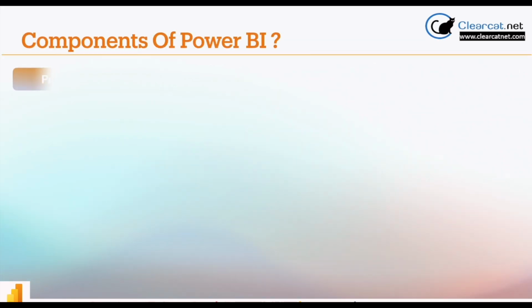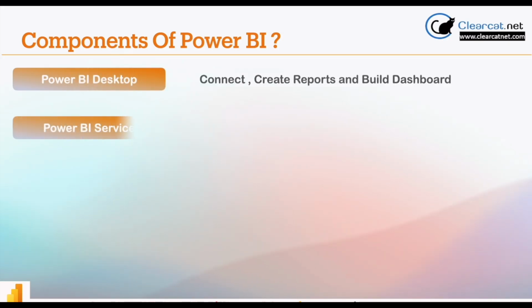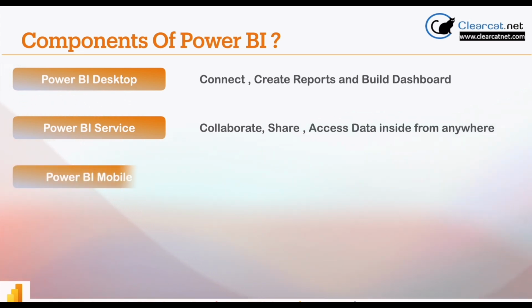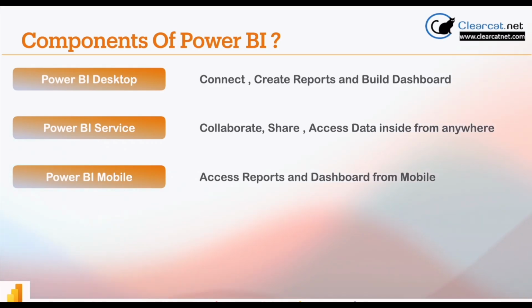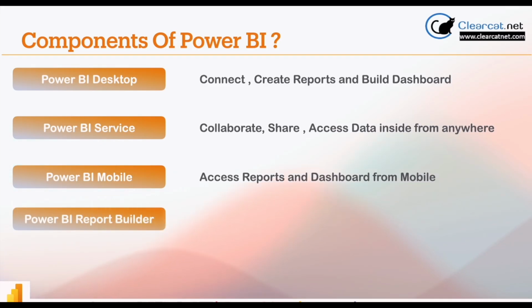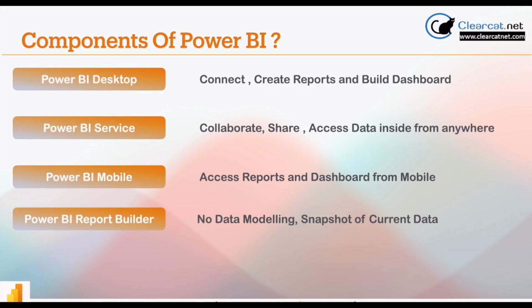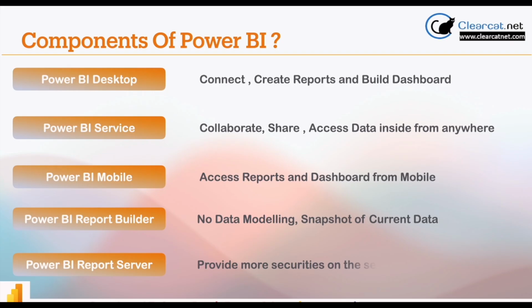Components of Power BI. There are a total of 5 main components in Power BI. Power BI Desktop, the tool on which we are going to work very shortly, helps us to connect, create reports, and build dashboards. Power BI Service: collaborate, share, and access data insights from anywhere. Power BI Mobile: access reports and dashboards from your mobile. Power BI Report Builder is a kind of snapshot of current data for the client. No data modeling is involved here. Power BI Report Server is for sensitive data. Power BI provides its own server for security reasons on sensitive reports.